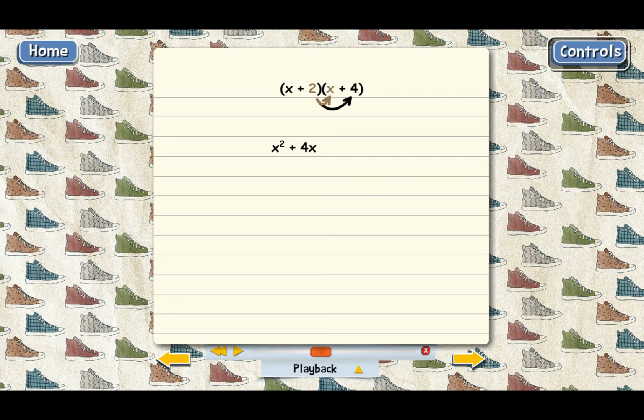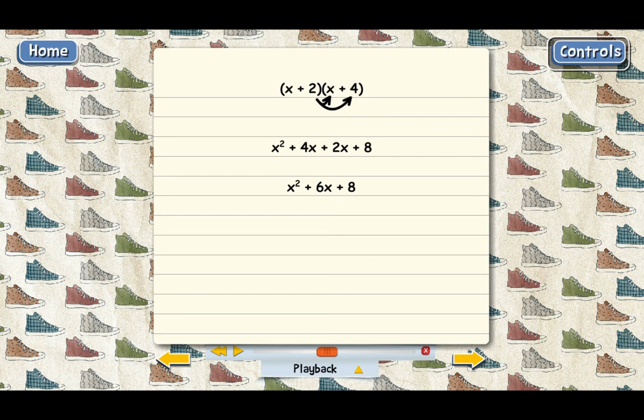And so we multiply 2 by this x. What's 2 times x? You got it. And then now we multiply the 2 by this 4. What's 2 times 4? Yes. And these are added together. And so we end up with x squared plus 4x plus 2x plus 8. And then the last step is to combine the 4x and the 2x since they're like terms. Why don't you do that? Good. And so we end up with x squared plus 6x plus 8.